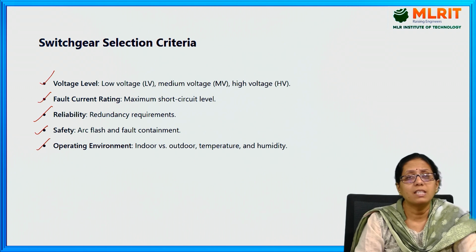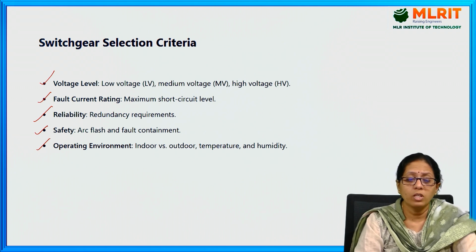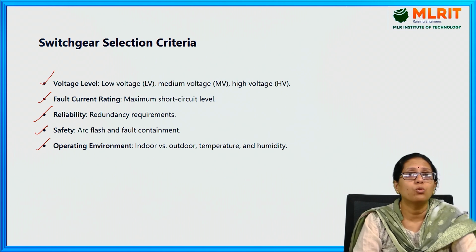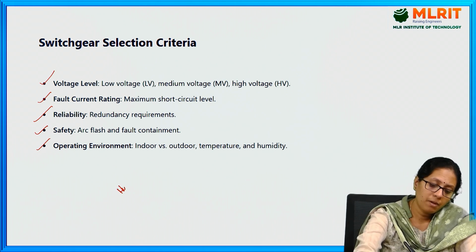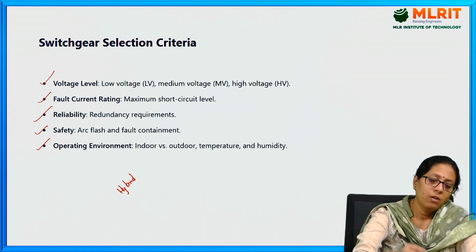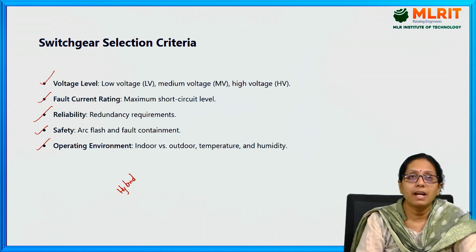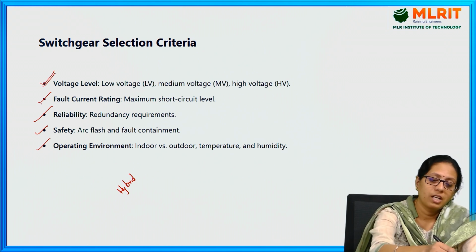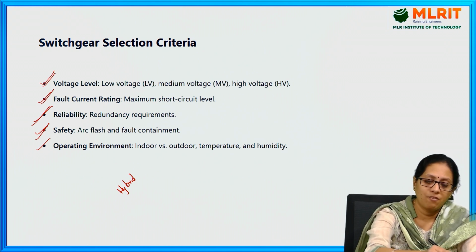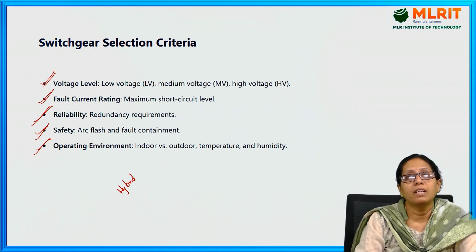So all these are different criteria based on which we decide the type of switchgear, that is AIS or GIS or a combination of the two, the third type, hybrid. Which type of switchgear should be used can be decided based on voltage, current, reliability, safety as well as operating environment.